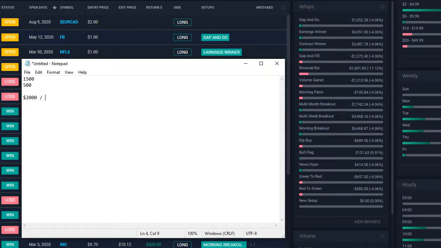Now that divided by the number of trades is $2,000 divided by 2, so the average is $1,000. So how much on average you're risking per trade? It's $1,000. Again, we add all the initial risk for all the trades, then divide that by the number of trades.